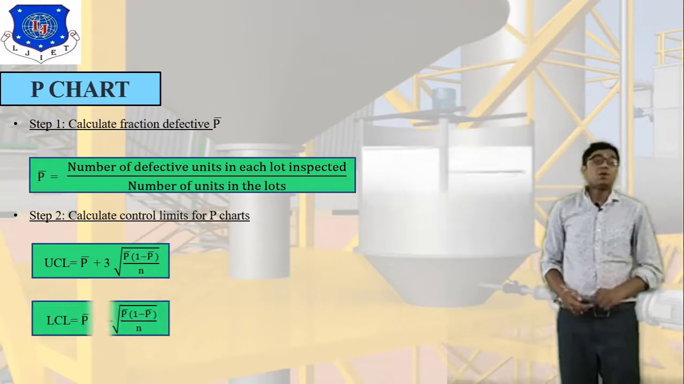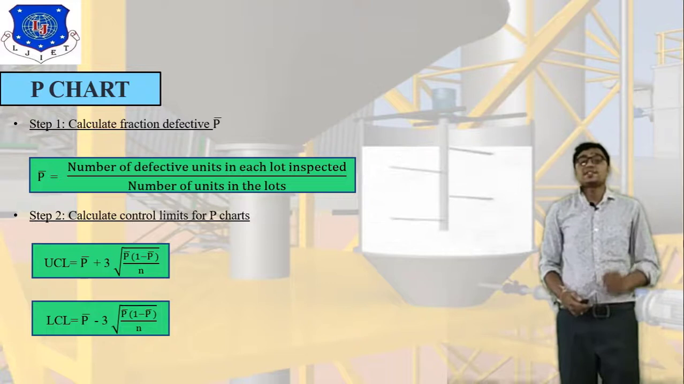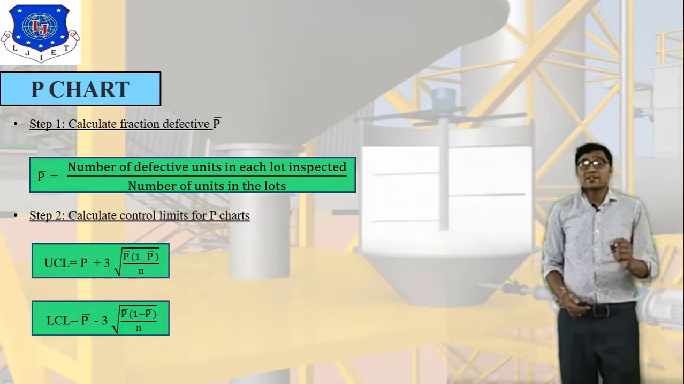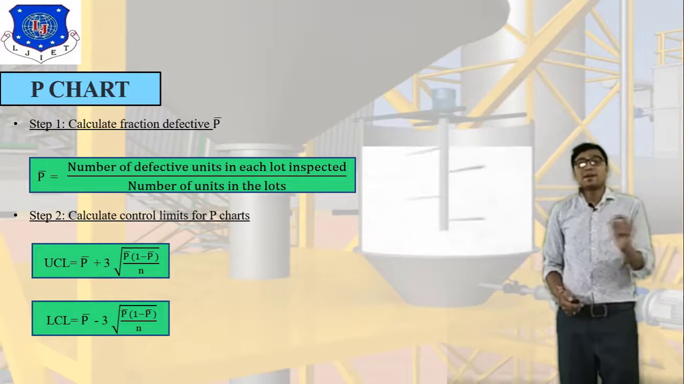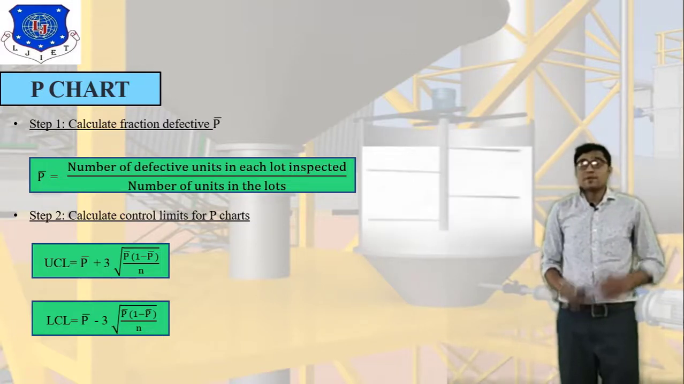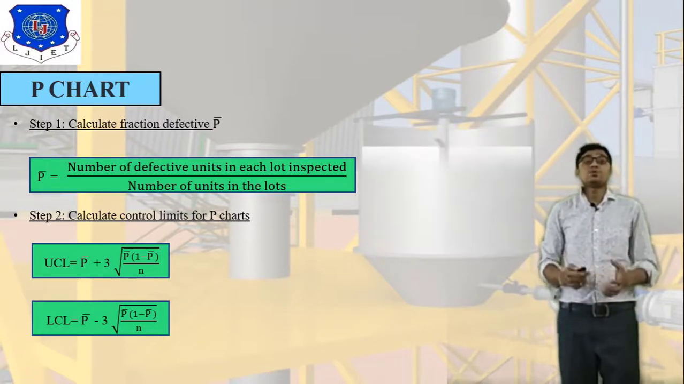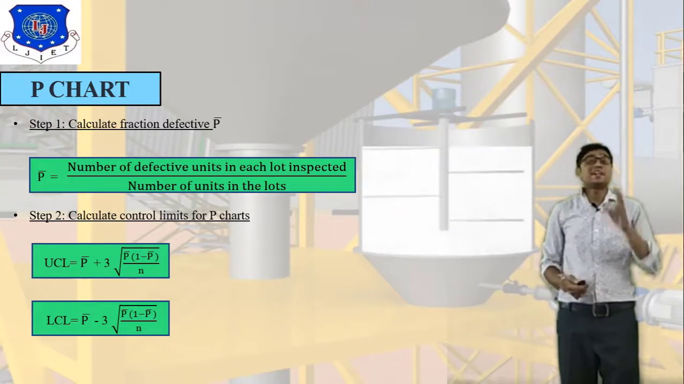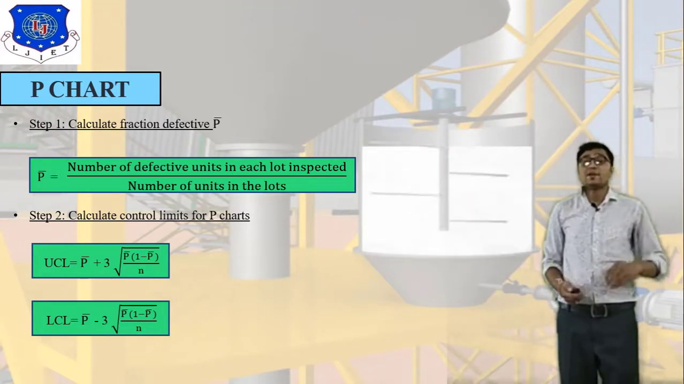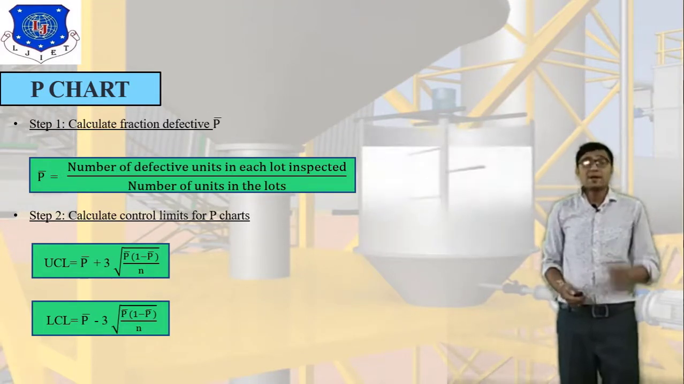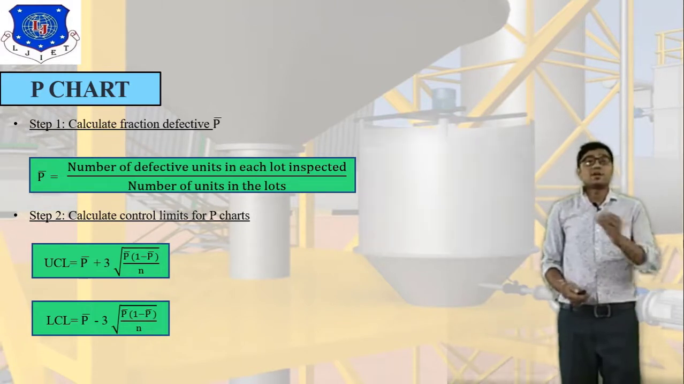Now the lower control limit, LCL, is equal to P bar minus 3 times the square root of P bar into (1 minus P bar) divided by N. In this way you can calculate UCL and LCL. In a P chart there are mainly 2 steps: first, the fraction defective P bar, and number 2, the control limits.